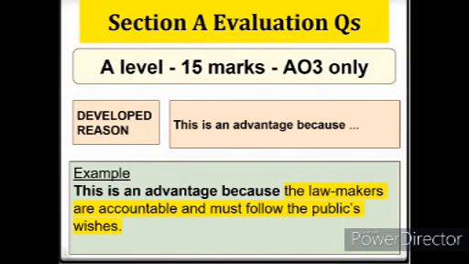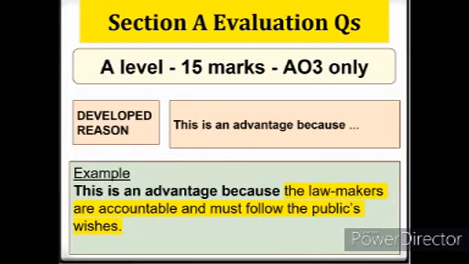Your developed point, so your first sentence, will then be followed by a developed reason. And your writing frame is, this is an advantage because. Or obviously, if the question is about disadvantages, this is a disadvantage because. So for this paragraph, it would be, this is an advantage because the lawmakers are accountable and must follow the public's wishes.